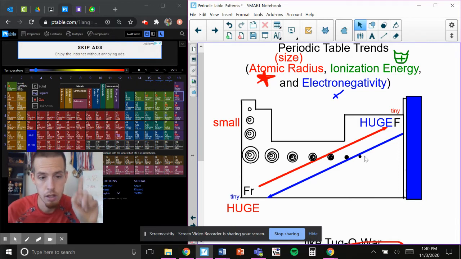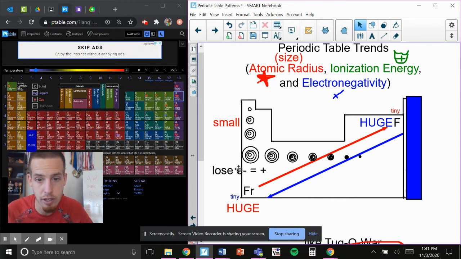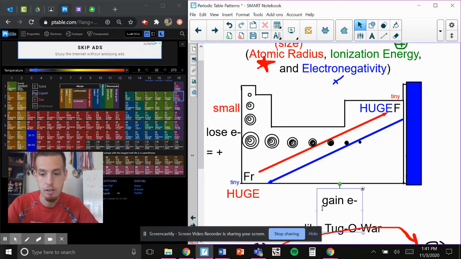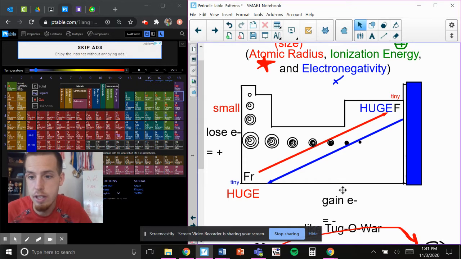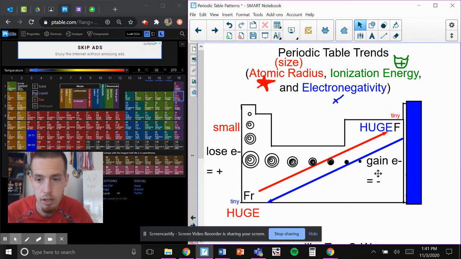One, electronegativity is about taking electrons from another atom. And we need to talk about that in terms of gaining and losing electrons, which I'm starting to do right here. These guys are trying to lose electrons and are therefore going to be positive on that side, the metal side. And then on the other side, these are going to try to gain electrons and are therefore negatively charged.